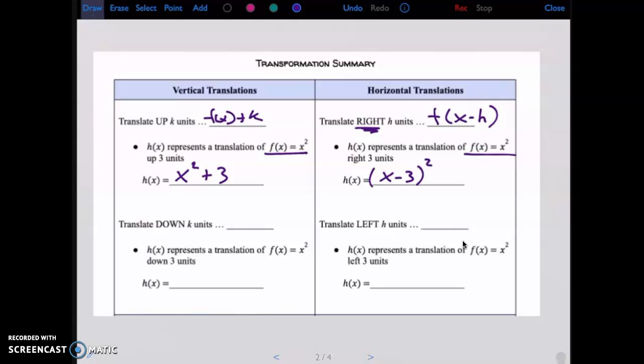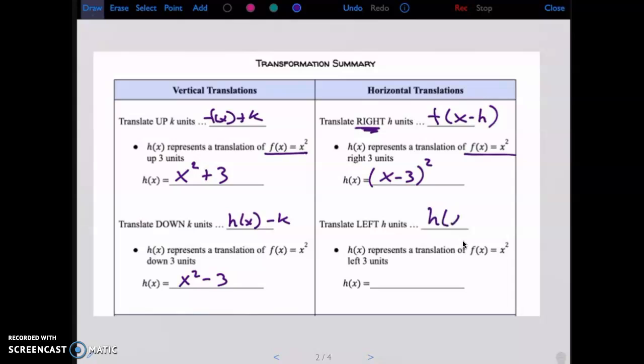Down k units, so that's going to look like this. We're going to take h of x and we're going to go minus k. We're messing with the output. So if I'm going down 3 units, that's going to look like this: x squared minus 3. And then here I'm going left h units, so that's going to look like this.